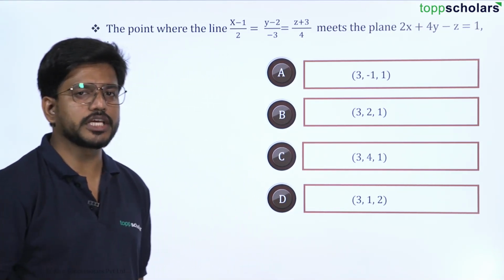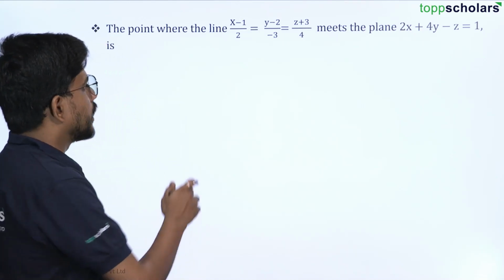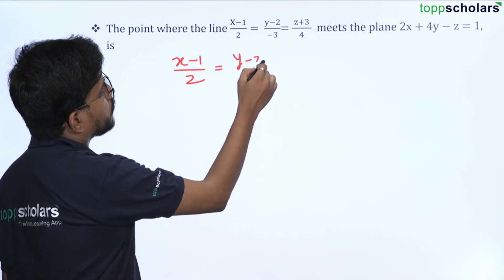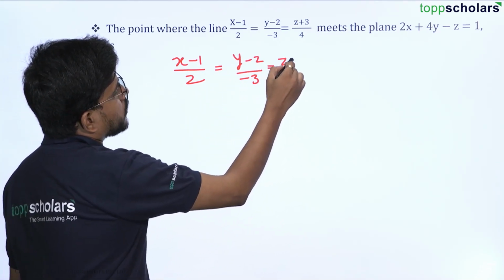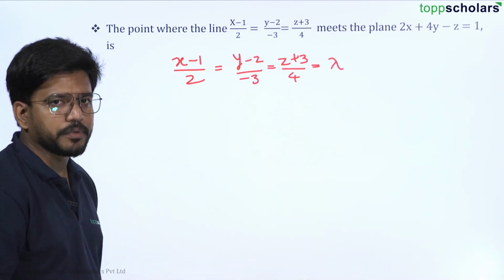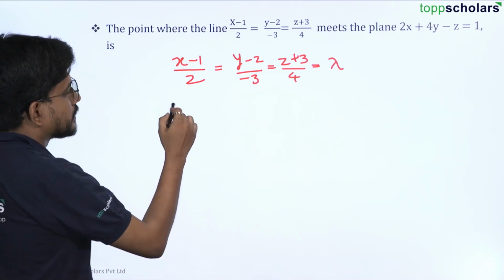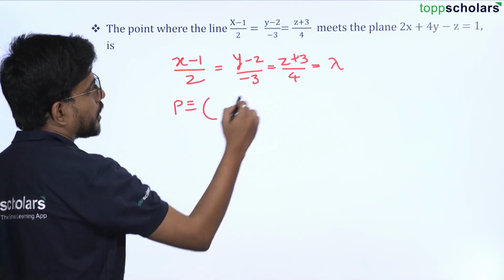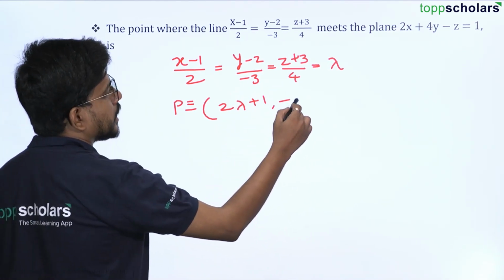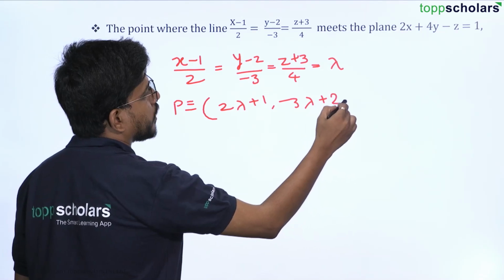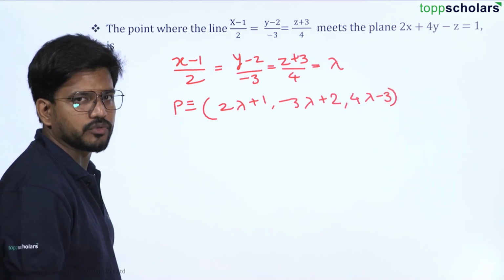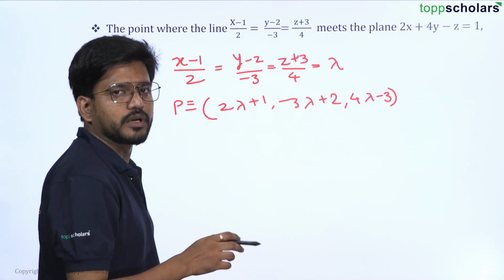But let me show you the legitimate way of doing this question. Let me call any random point on this line. Any random point P on the line can be simply called as: 2 lambda plus 1 is my value of x, right? Minus 3 lambda plus 2 is my value of y. 4 lambda minus 3 is my value of z. Let me check: 2 lambda plus 1, minus 3 lambda plus 2, 4 lambda minus 3.